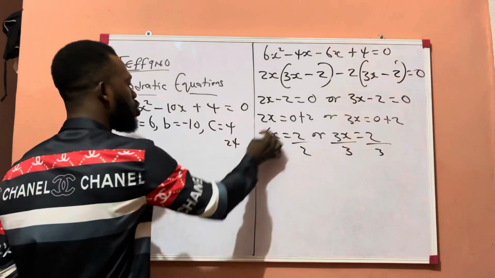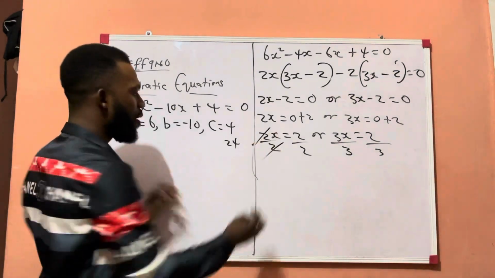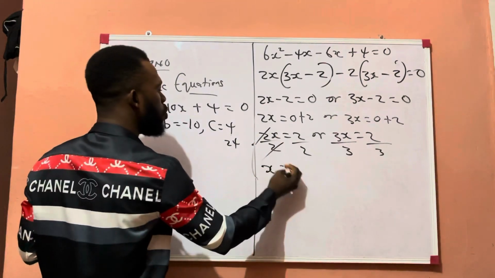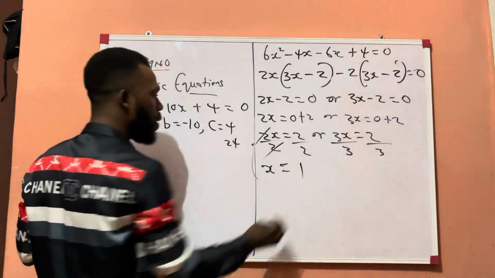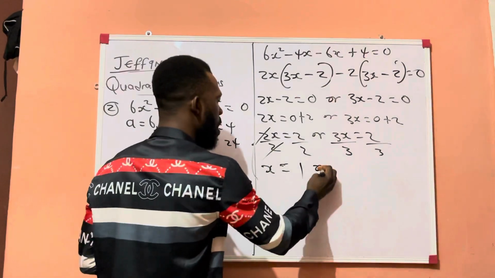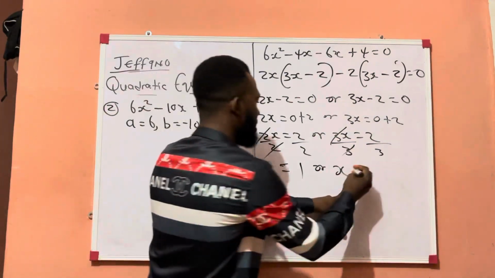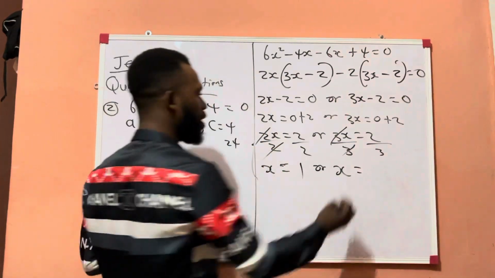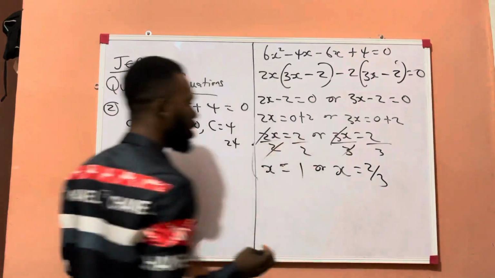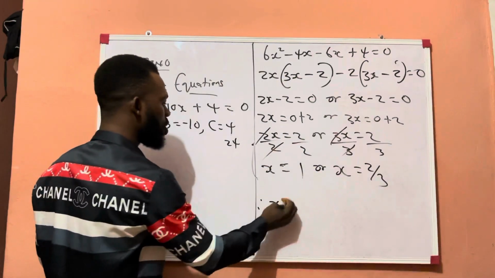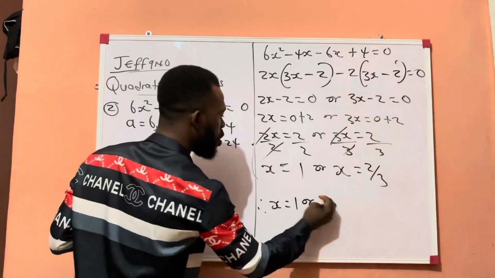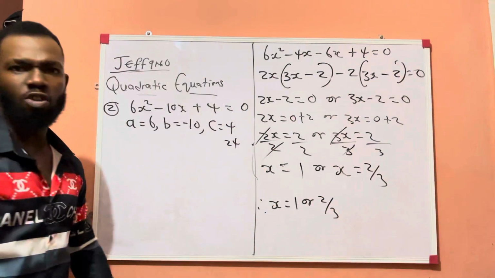Now, class, when 3 cancels 3, what do I have left here? x. Now, class, nothing can cancel 2 and 3. So here remains 2 over 3. So therefore, x is equal to 2 over 3. Factorization method.